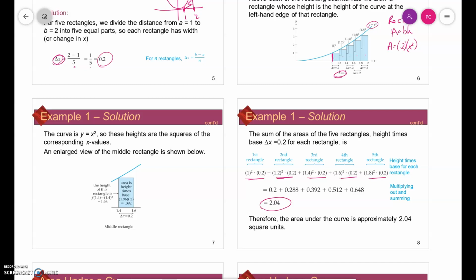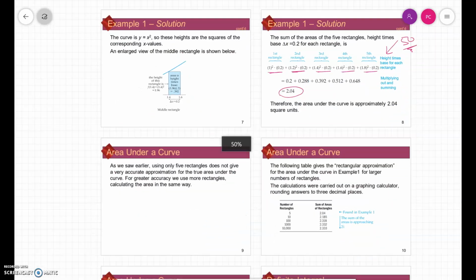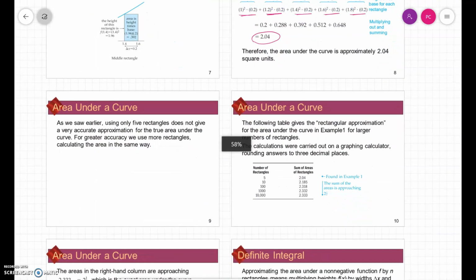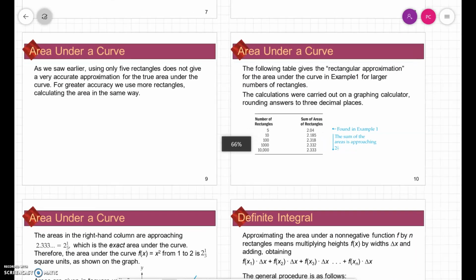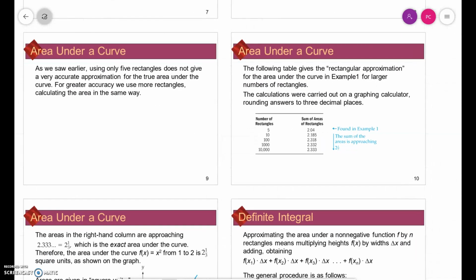Well, what would happen if we had more rectangles? Calculating by hand would become very tedious. Say I had 50 rectangles here. That would be a very tedious process to go through. But as we saw earlier, using only 5 rectangles does not give a very accurate approximation for the true area under the curve. So if we wanted greater accuracy, we use more rectangles.